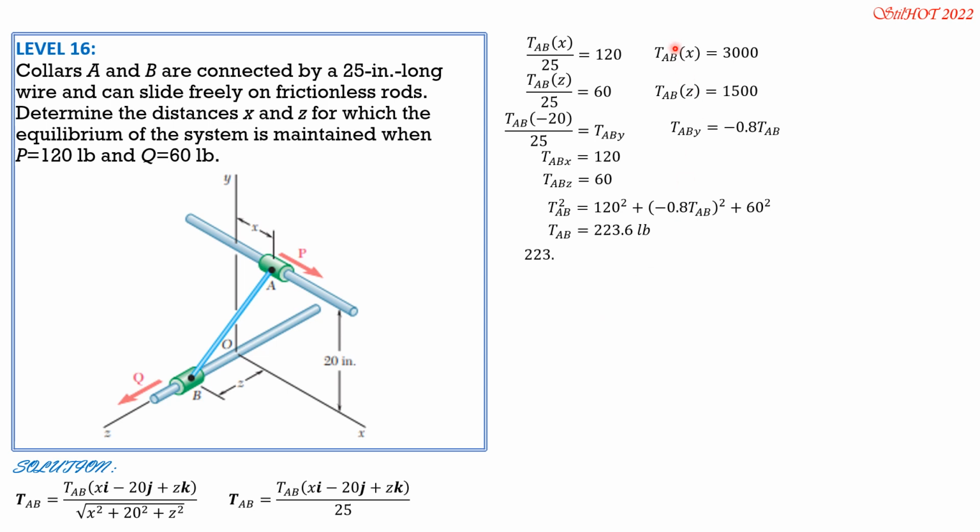Substitute above, 223.6 times X equals 3,000. So X can now be computed, 13.42 inches. Then here, 223.6 times Z is 1,500. So Z is 6.708 inches. So that's it for this problem. It's short, but the trick is very nice.